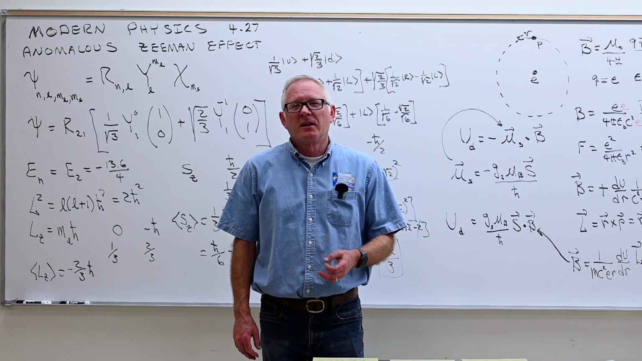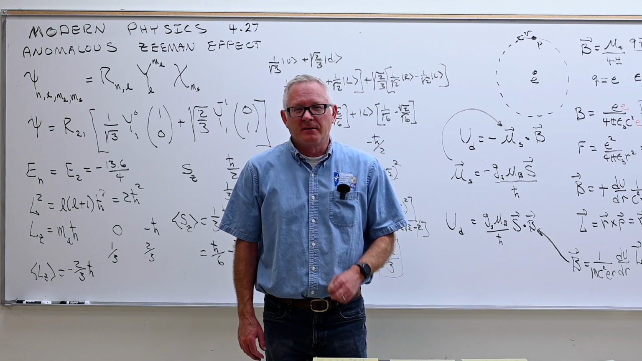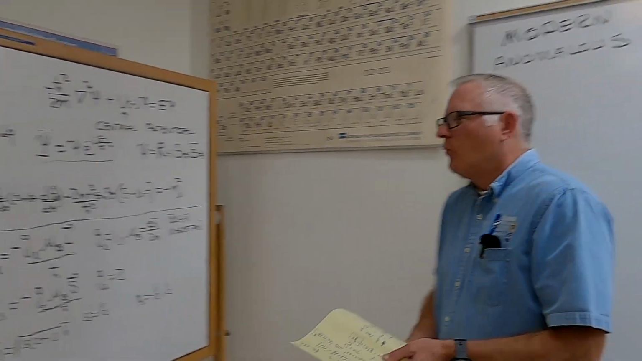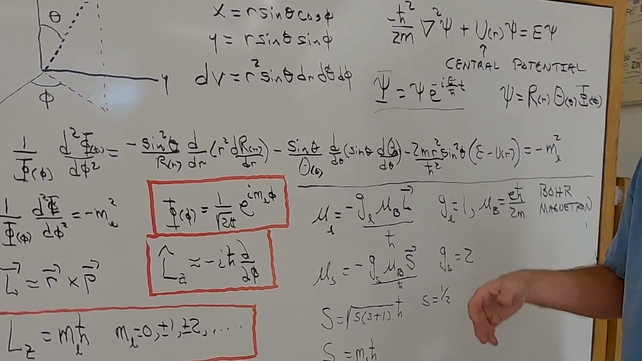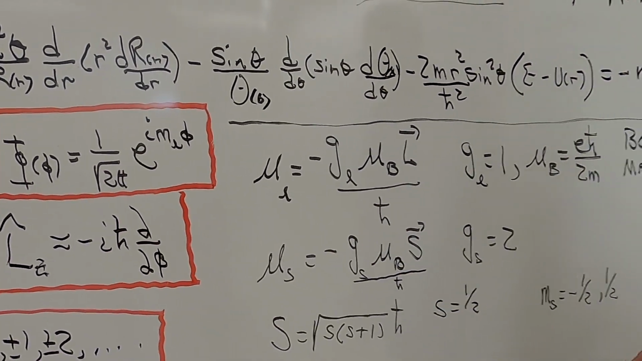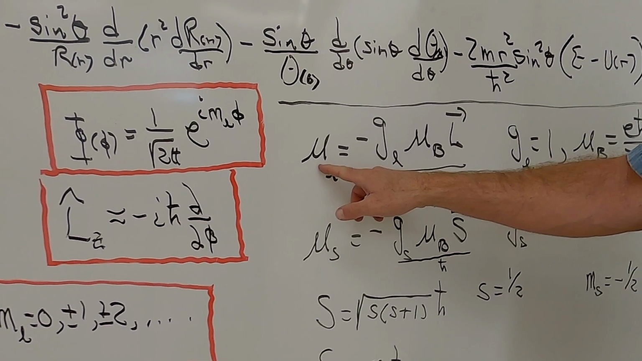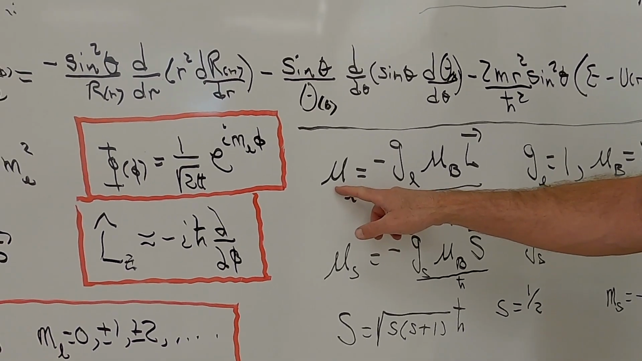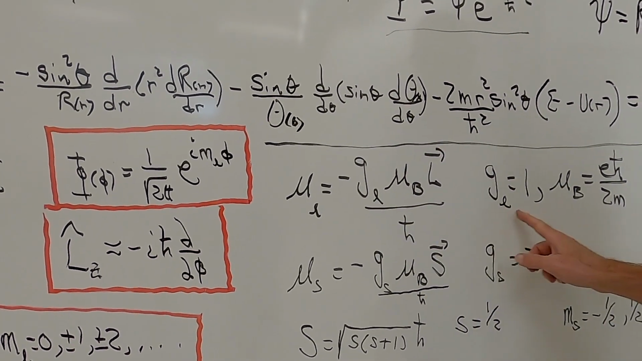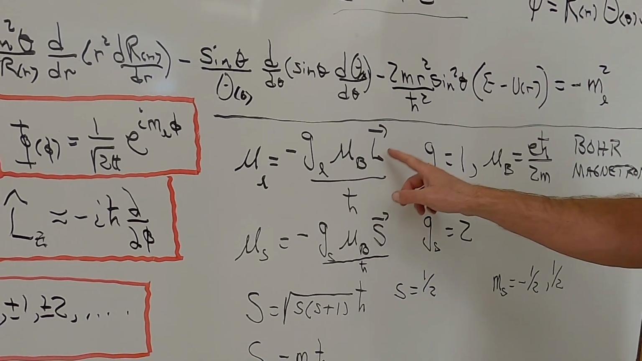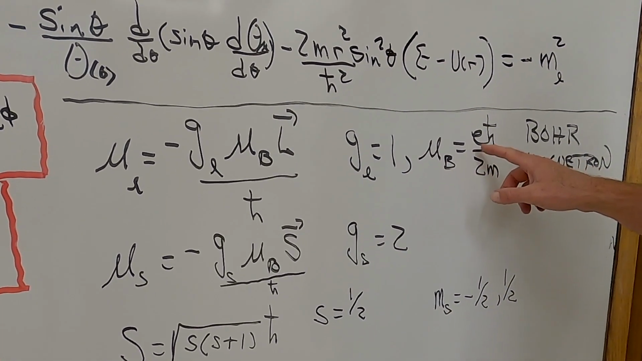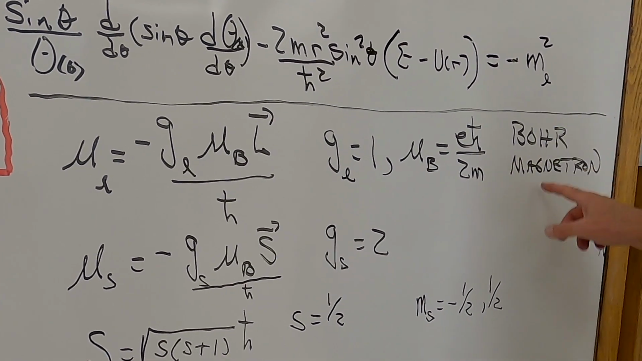So in this video, we're going to look at the anomalous Zeeman effect. In the last video, we went through the spin of the electron. We calculated the orbital magnetic dipole moment of the electron circling the atom, and it came out to be minus g sub L, where g sub L is 1, times mu b, times angular momentum over h bar, where mu b is eh bar over 2m, which is called the Bohr magneton.